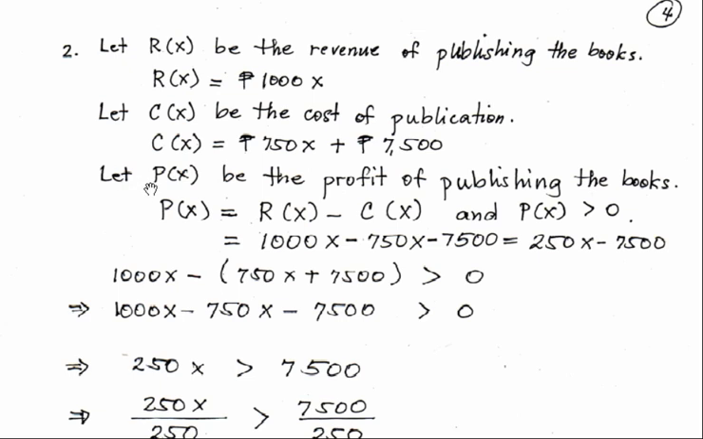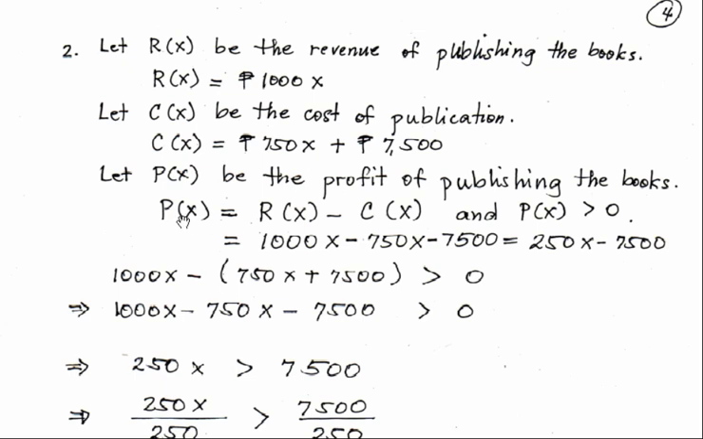Now let us also have this P of x function be the profit of publishing the books. We know that profit is equal to revenue minus the costs. And it should be that P of x is greater than 0, of course, for Mr. Cruz to decide that it's worth it publishing his book, so he can go for the contract of the company. So we have to determine how many books he has to publish in order to lower the price from 1,000 pesos to lower than 1,000.